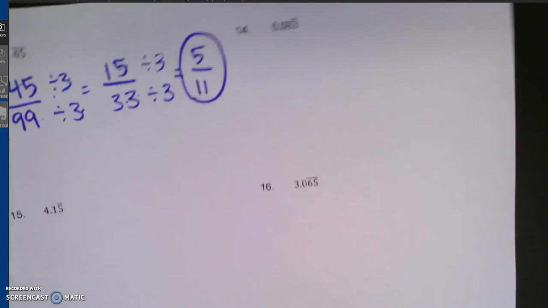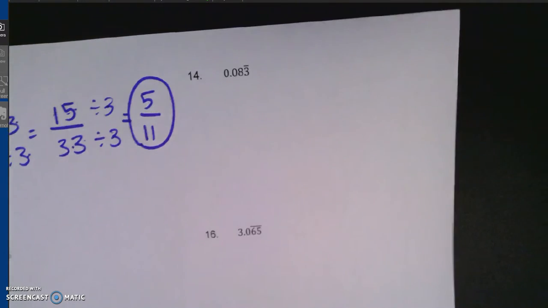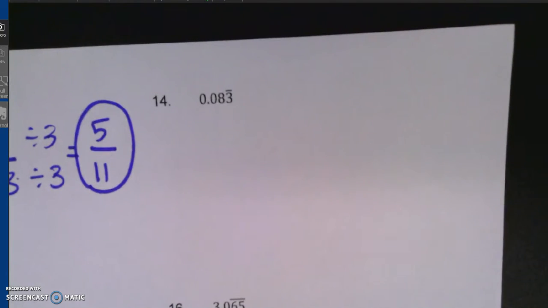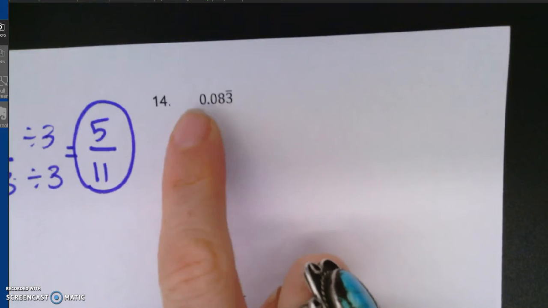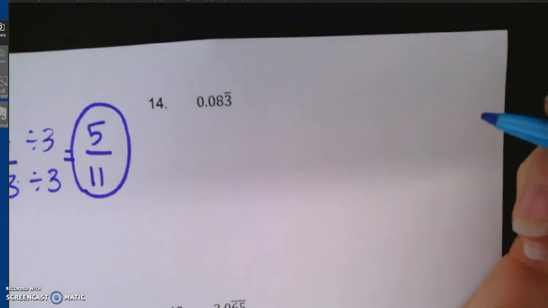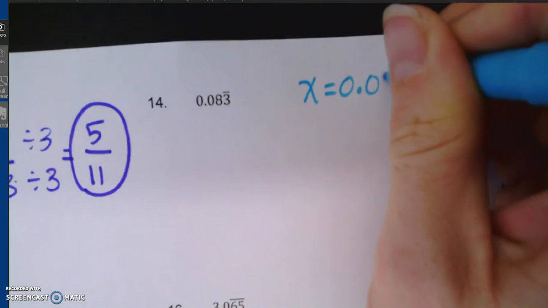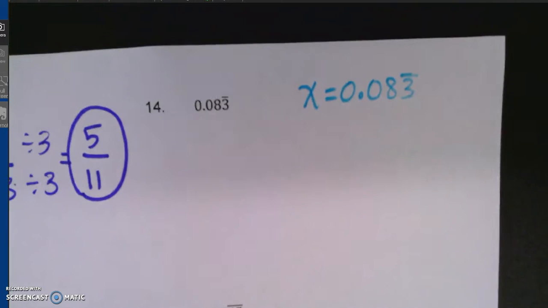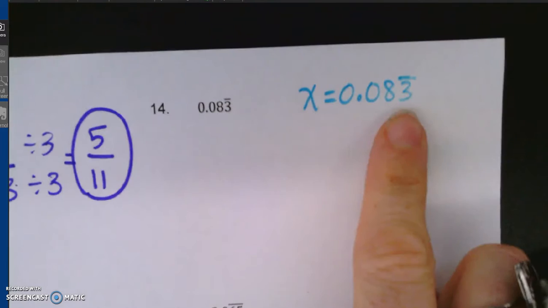Let's take a look at number 14. Number 14, can I use my slick trick of over 9s? Let's look at this. Are all my digits after the decimal point being repeated? No, just that 3 over in the thousandths place. So what I'm going to do is use an equation. x is equal to 0.083 repeating.